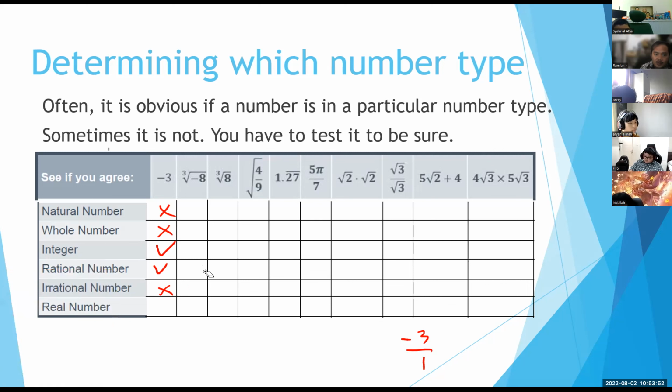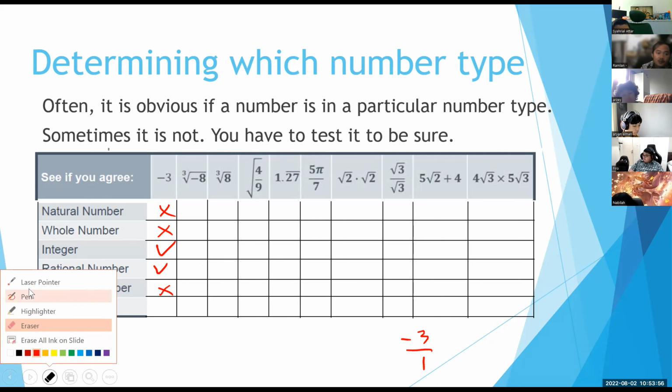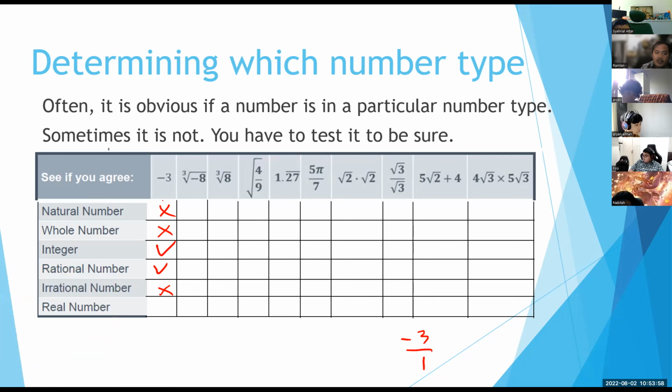So I'm going to erase this one. Okay, the last one. Is it a real number? Of course, because if you see that at least one of them is checked from number 1, 2, 3, 4, 5, at least one of them has been checked, then it is a real number.